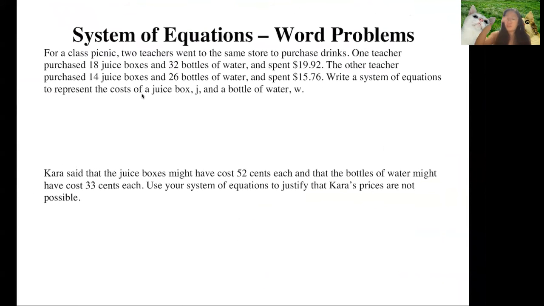It's all one problem. For a class picnic, 2 teachers went to the same store to purchase drinks. One teacher purchased 18 juice boxes and 32 bottles of water and spent $19.92. The other teacher purchased 14 juice boxes and 26 bottles of water and spent $15.76. Write a system of equations to represent the cost of a juice box J and a bottle of water. So J is the cost of my juice box.